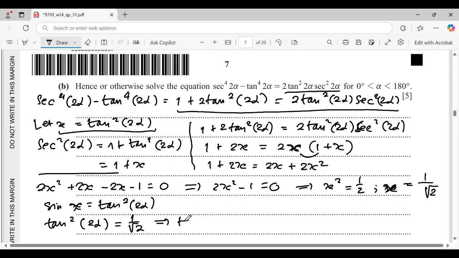So tangent 2 alpha equals the square root of 1 over square root 2. So it is plus minus 1 over the fourth root of 4, or it is plus minus 1 over 2 power 1 over 4.